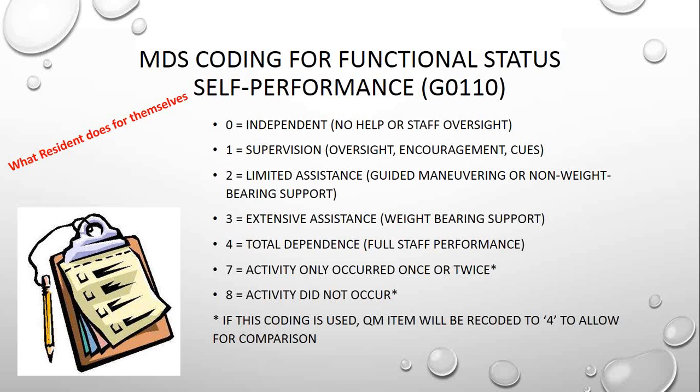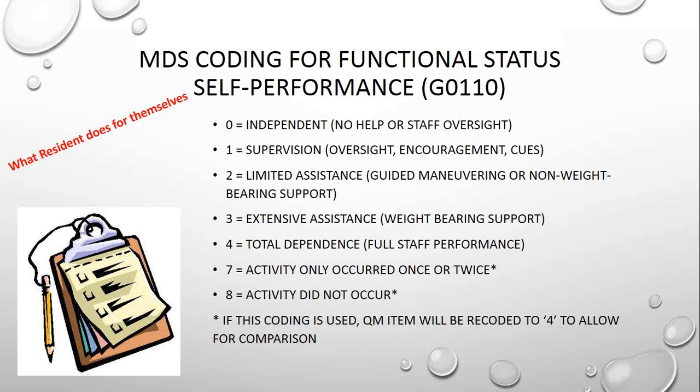Total dependence is full staff performance, meaning the resident didn't do 1 iota of that ADL. They laid there basically comatose, didn't lift an arm, didn't lift a leg, didn't put their arm through a sleeve, didn't hold a glass, didn't hold a side rail. All of those different ADLs, totally dependent. 7, activity only occurred once or twice. 8, the activity did not occur.